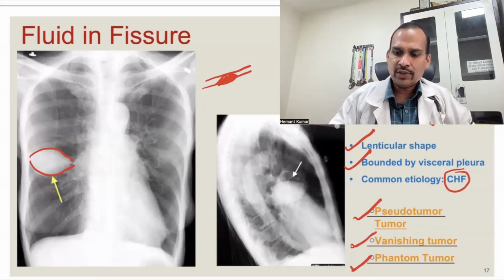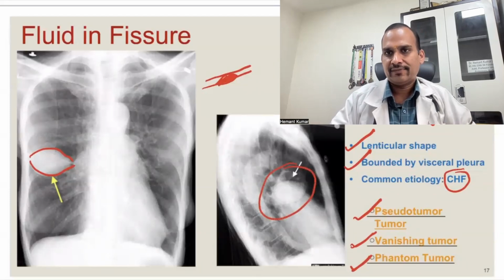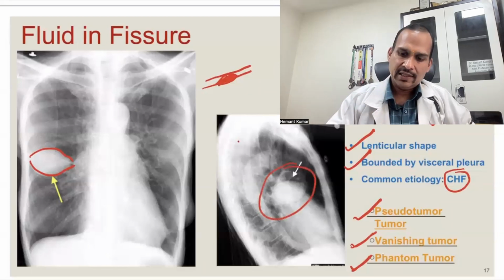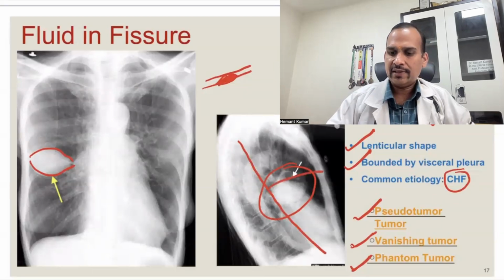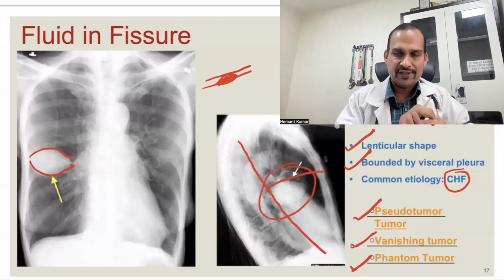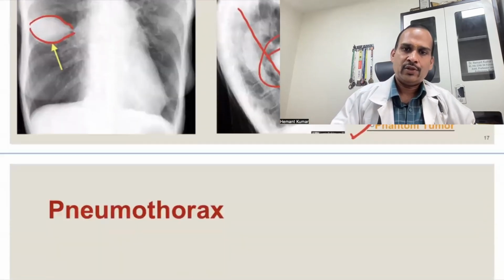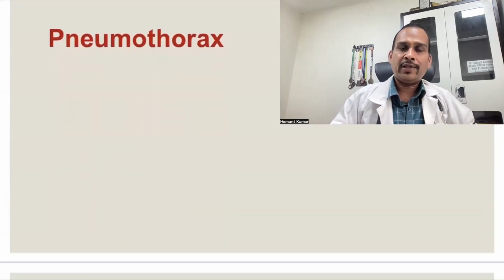In a lateral X-ray, you can see fluid is there in the minor fissure. If you remember my first class, this is the major fissure and here is the minor fissure. So fluid is there between the two layers of the minor fissure, visceral pleura. This is fluid in fissure. Now coming to pneumothorax.